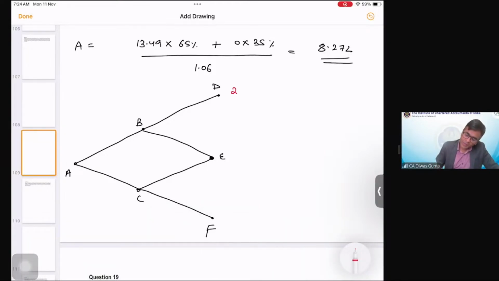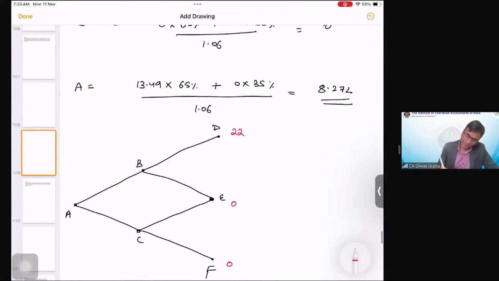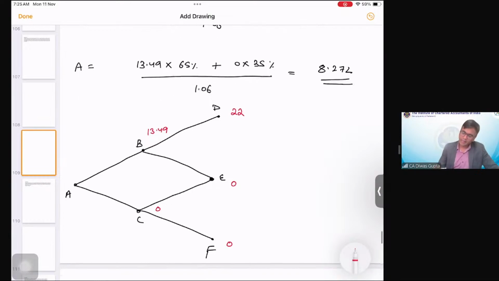Now the value at these different nodes, I'm just presenting it with a different color. So it is 22 rupees. At E it was 0. At F also it was 0. At B it was 13.49. At C it was 0. At A it became 8.272.